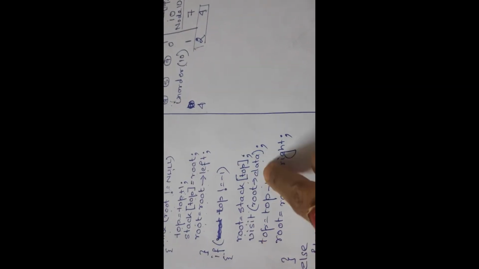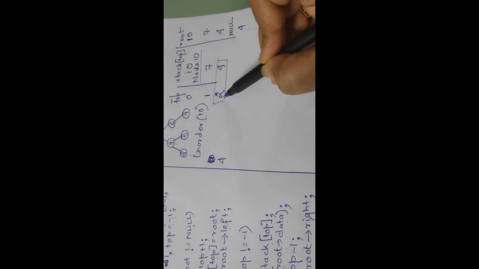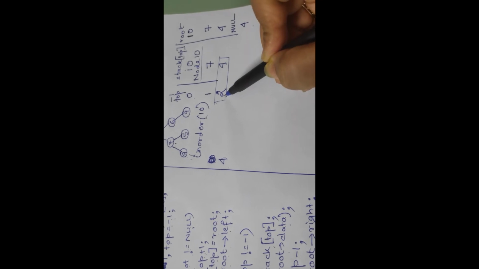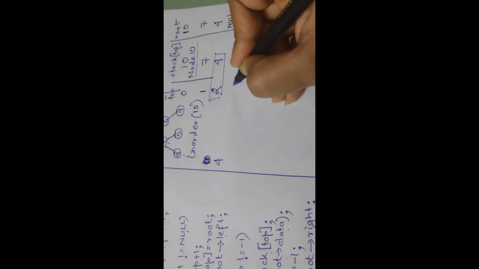Now after the value has been displayed, top is equal to top minus 1. The current value of top is 2, so when we make top equal to top minus 1, the value of top becomes 1. Now root is equal to root right. Basically, if you understand the basic concept of inorder, inorder means LVR. Now we have already traversed the left side of the root.